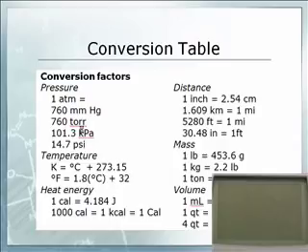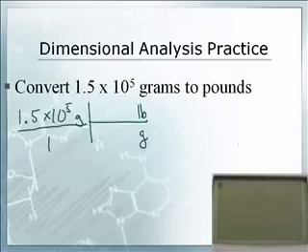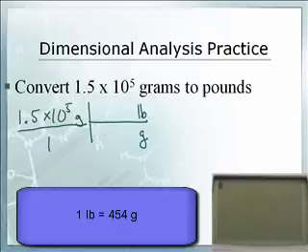Now I'm going to go back to my chart here. Grams to pounds. Here it is right here. 1 pound is 454 grams.